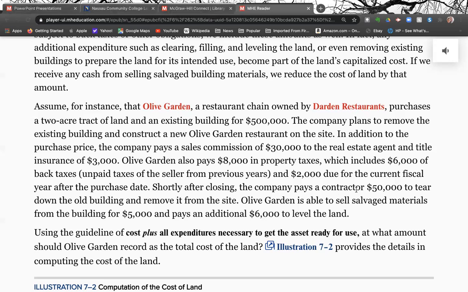Shortly after closing, the company pays a contractor $50,000 to tear down the building and remove it from the site. They are able to sell salvaged materials for $5,000. So how much did it really cost them to tear down the building? $50,000 minus 5, right, is $45,000. Plus they had to pay an additional $6,000 to level the land. You can't build something on land that's hilly or bumpy. If you want to build something on the land, you have to make it level first.